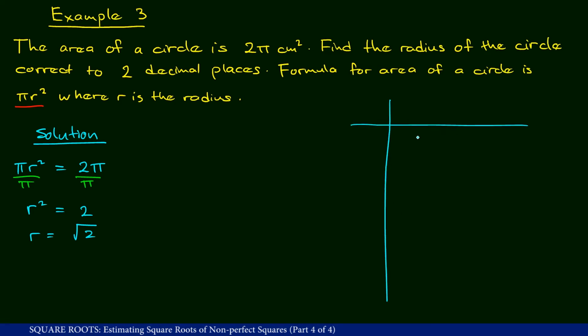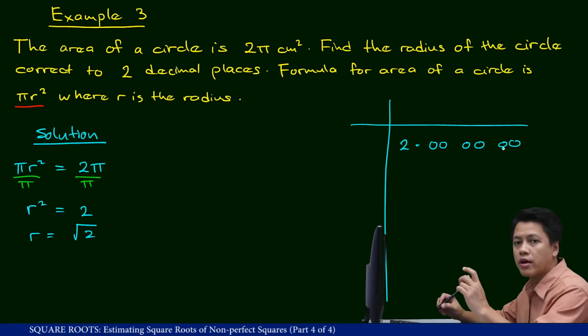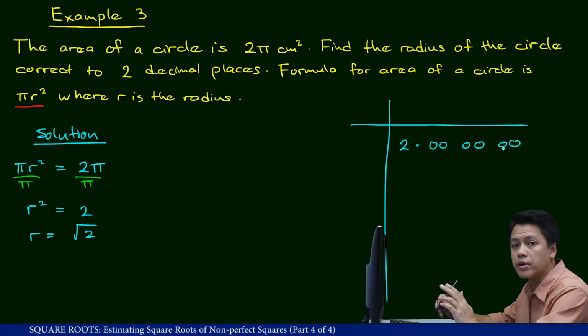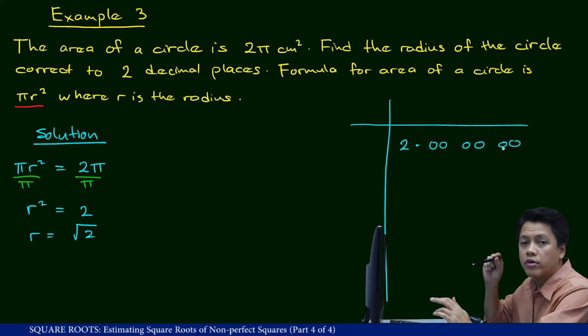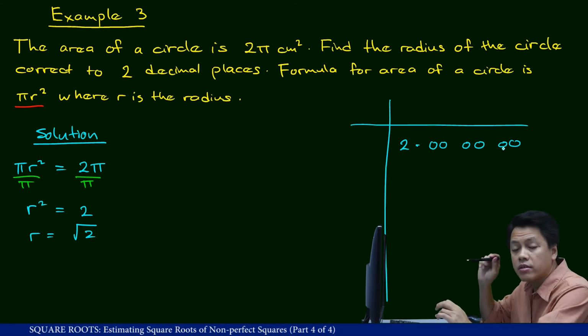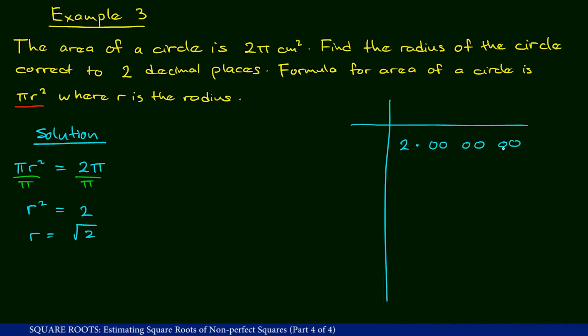So if we want to find out until 3 decimal places, that means we need to put 3 pairs of zeros. And why do we need to figure out until 3 decimal places? Because we want to find out the digit at the third decimal place, whether it's going to be 5 or more, or below 5.